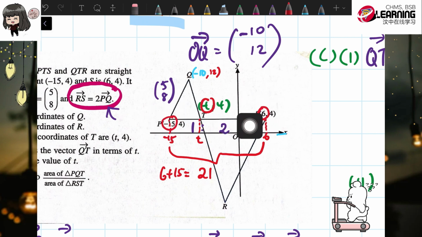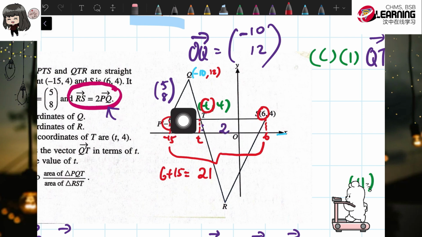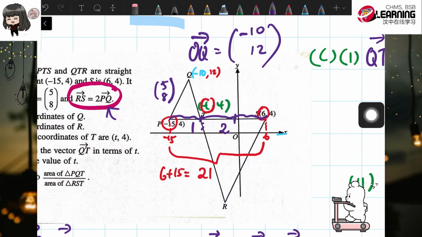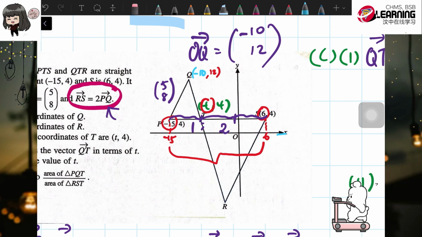So if you already have the ratio, which is 1 to 2, which means that you have one part here and you have to break it into 2 parts here. You have 2 parts, so you have 3 parts here. So this 21 we divide by 3. 21 divided by 3 is 7. So P to T is 7 units, and T to S is 7 times 2, which is 14 units.